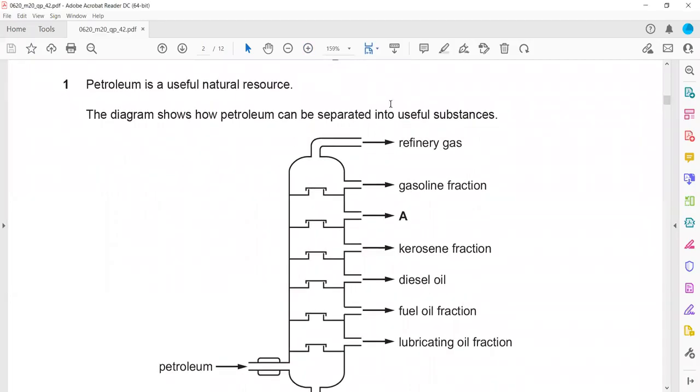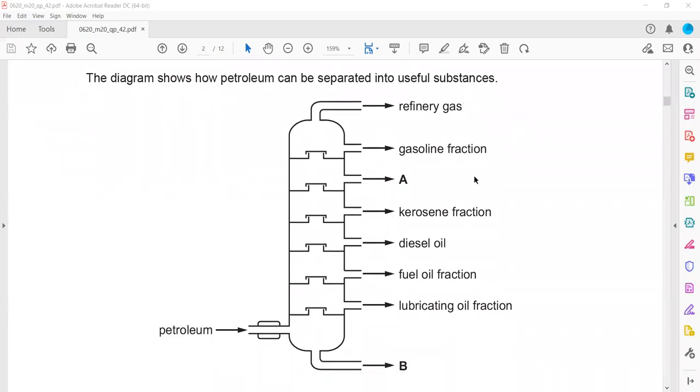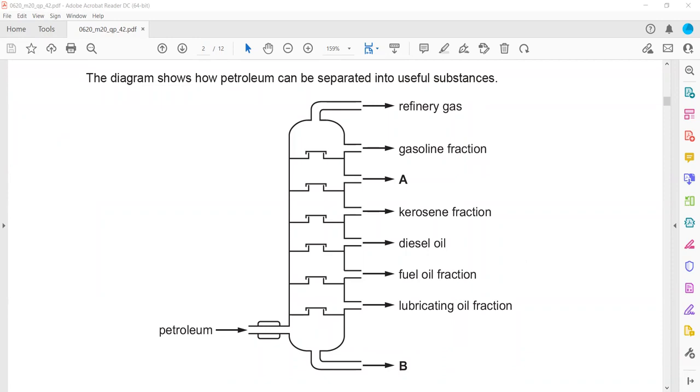Organic chemistry question from the February/March 2020 session. Petroleum is a useful natural resource. The diagram shows how fractional distillation of petroleum can be done. So we have refinery gas, gasoline, kerosene, diesel oil, fuel oil, lubricating oil. A and B are the missing fractions.